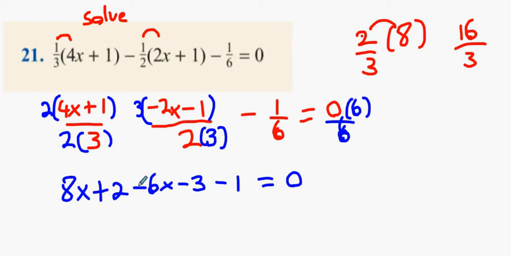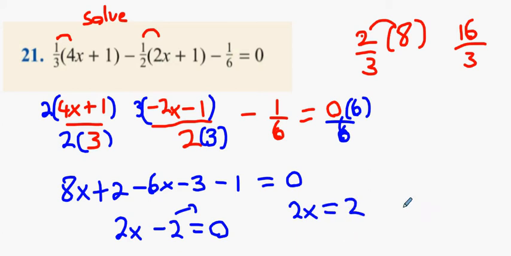Okay, now 6x, 8x take away 6x. 2 take away 3. Minus 1 minus another 1. Minus 2. What happens to the minus 2? 2x equals 2. Then, 2 divided by 2, which is 1.